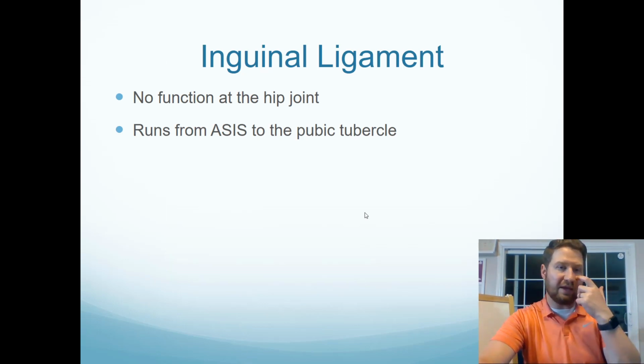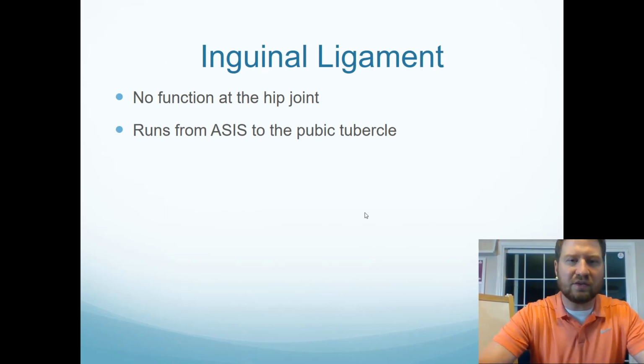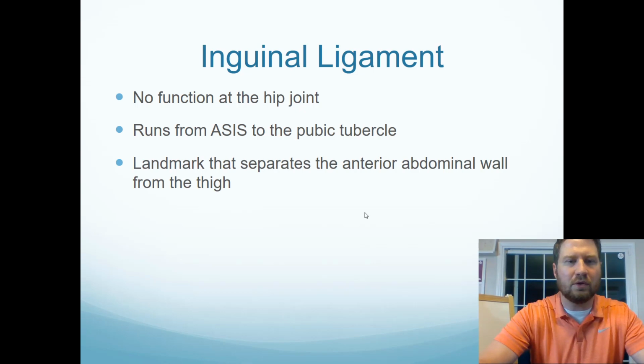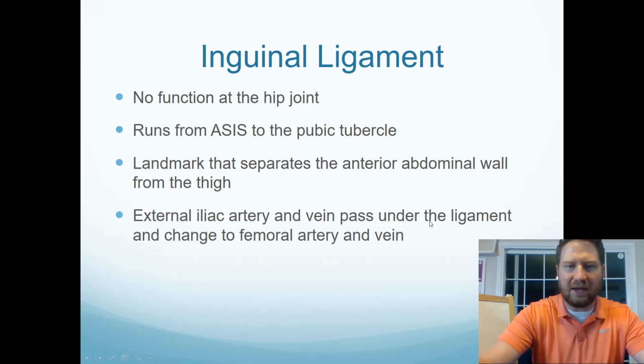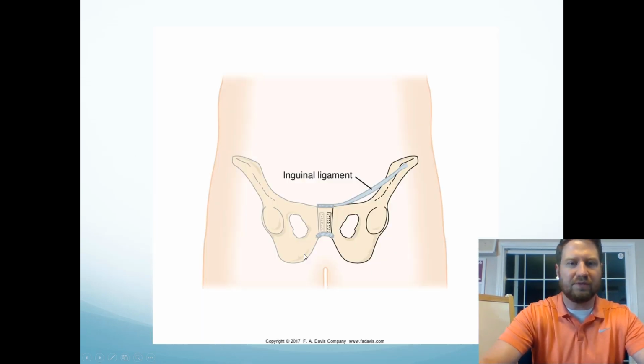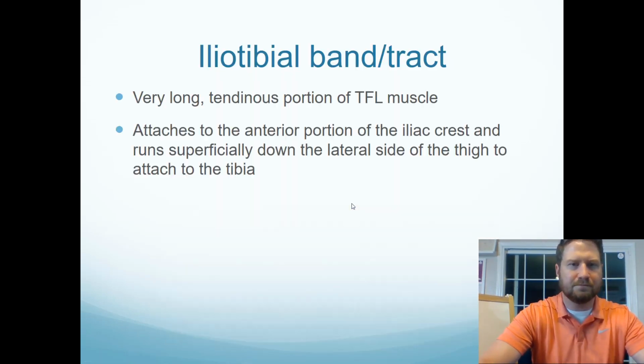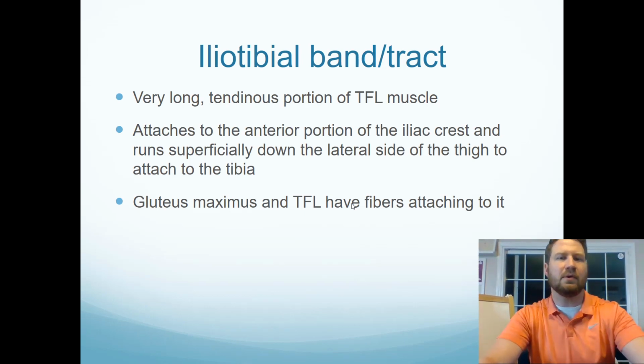The inguinal ligament has no function at the hip joint. However, it does run from the ASIS to the pubic tubercle, and it's a landmark that separates the anterior abdominal wall from the thigh. There's an artery and vein that pass under it, and once they pass under it, they then become the femoral artery and vein. There's also the femoral nerve that passes under it as well.